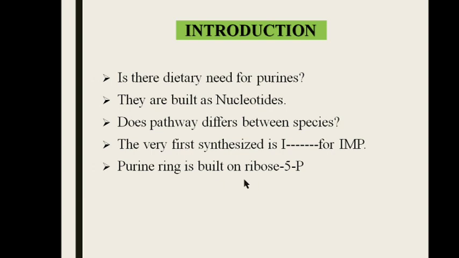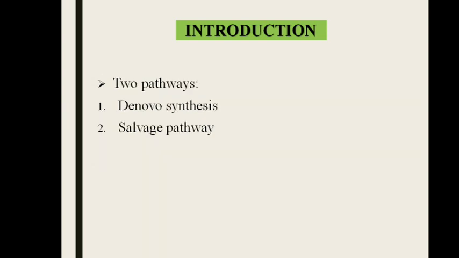What does this sentence mean? That means the prerequisite for purine synthesis is ribose 5-phosphate, which is a phosphorylated form of the sugar. In the initial slides, we have already discussed it. Now coming to the purine biosynthesis pathway.